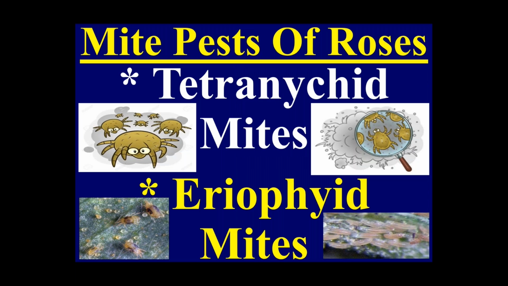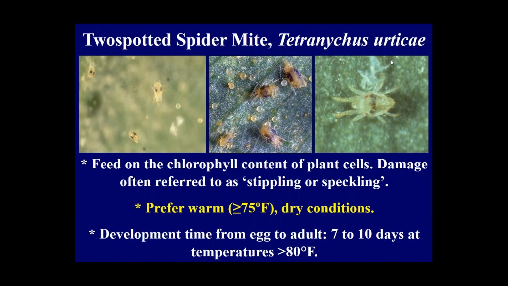Okay, now let's turn to two mite pests. And their two groups are Tetranychus mites and Eriophyid mites. The major Tetranychus mite is the two-spotted spider mite, Tetranychus urticae. It feeds on the chlorophyll content. Spider mites do not feed in the vascular tissues, okay? They feed in the spongy mesophyll and palisade mesophyll cells, which I'll show you. Their damage is referred to as stippling or speckling, very similar to rose, okay? But the difference will be on the leaf underside: spider mites leave webbing, whereas rose leafhopper does not.